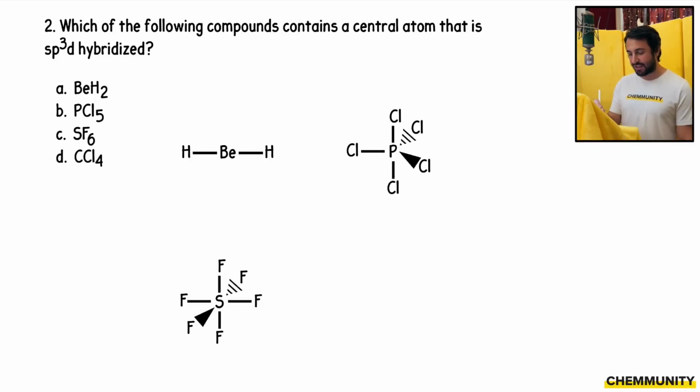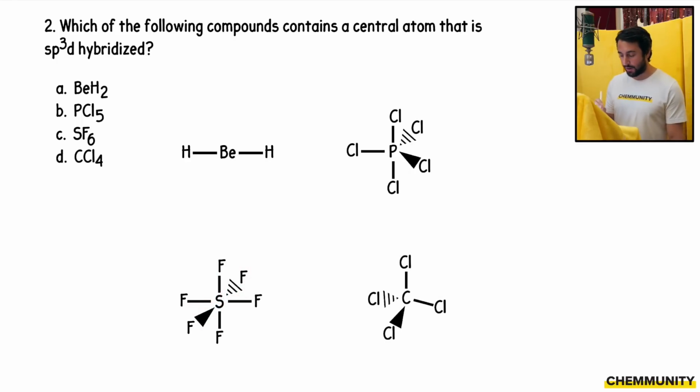C is SF6. Sulfur has 6 valence electrons, so that is able to make 6 covalent bonds. So it will make 1 bond to each of these fluorine atoms, and it will do so in an octahedral geometry. So there is SF6. And then we have CCl4. Carbon has 4 valence electrons, so it can make 4 covalent bonds. Therefore, it will have a tetrahedral geometry.